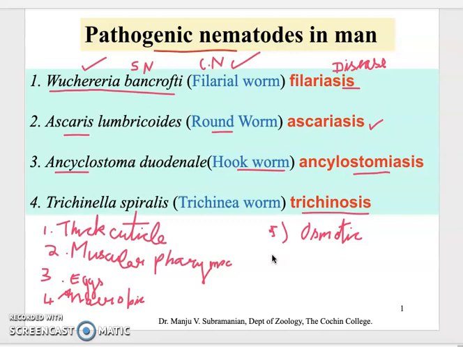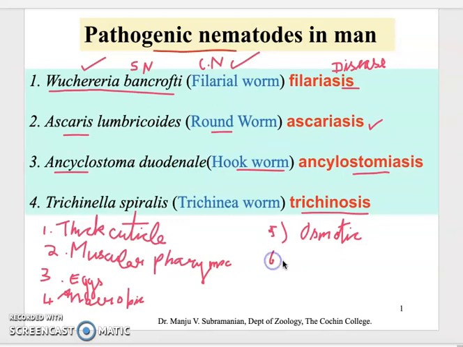Then the sixth adaptation is that some of them secrete anti-enzymes. The anti-enzymes secreted by these parasites help them to lead a good parasitic life. Some of these parasites secrete anti-enzymes that act against the enzymes of the host. So that is again another adaptation.